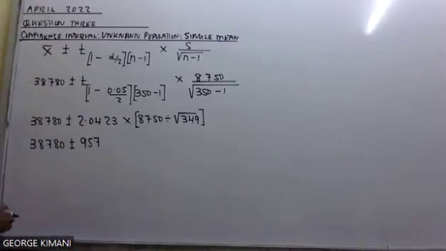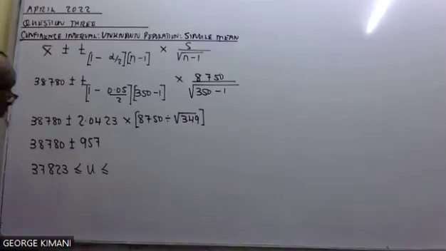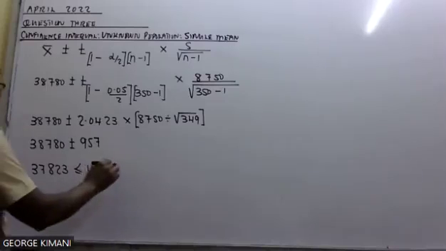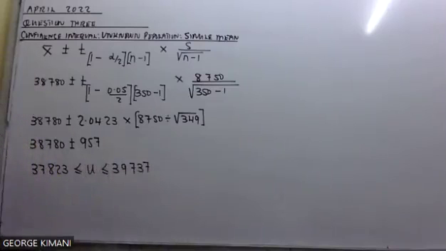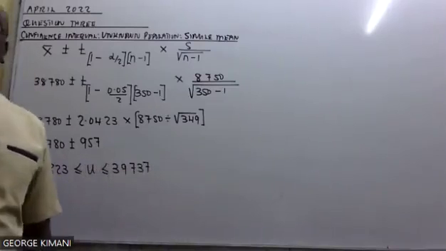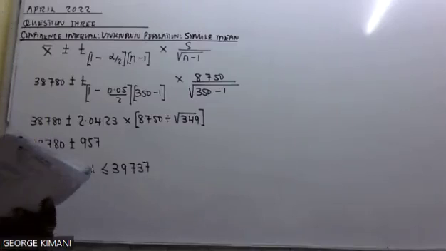So subtract. 37,823 is less than or equal to mu, which is less than or equal to, add now, 39,797. So that is the confidence interval that the candidate was supposed to provide to the examiner.